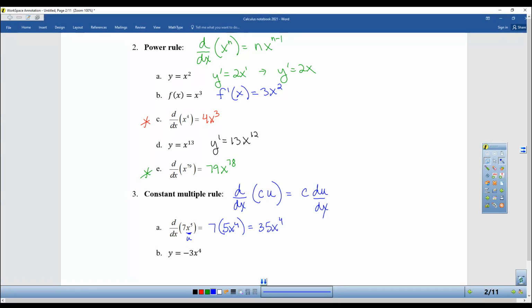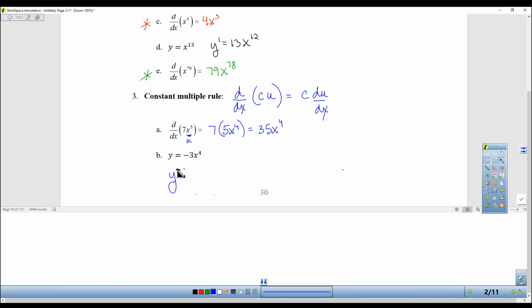But part of my goal this year is for you to understand notation. So I want you to be able to look at something like this and say, oh, I understand what that notation means. So it means if you're taking the derivative of a constant times something, so u is just something, then you just leave the constant out and just do the derivative of the u.